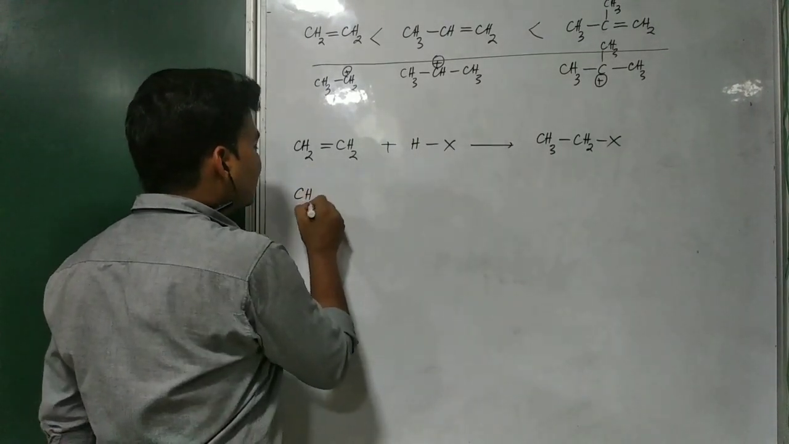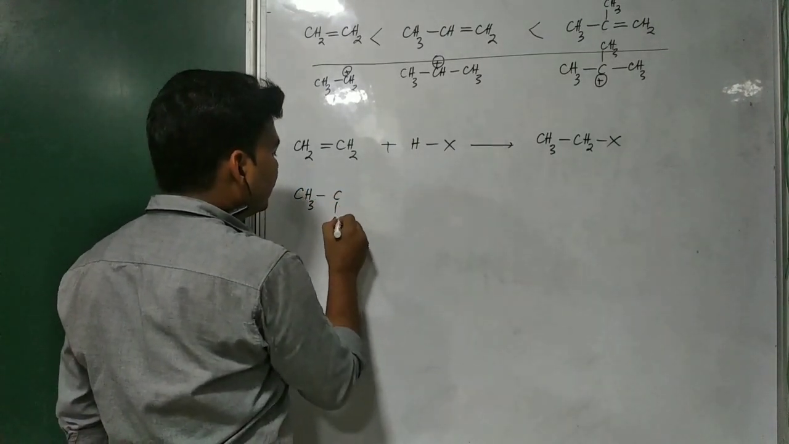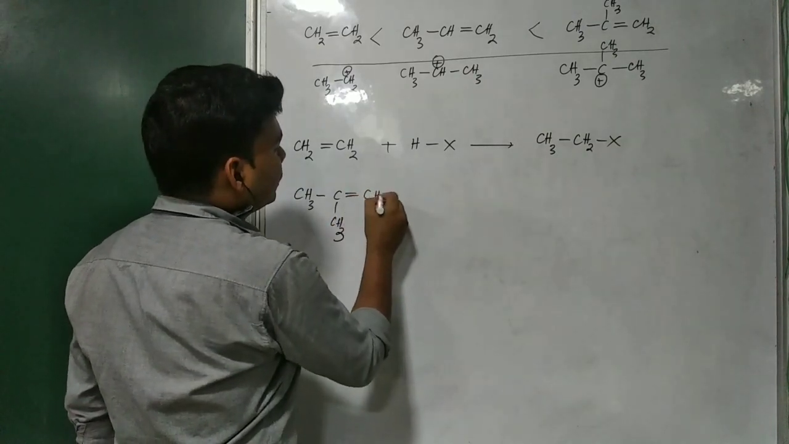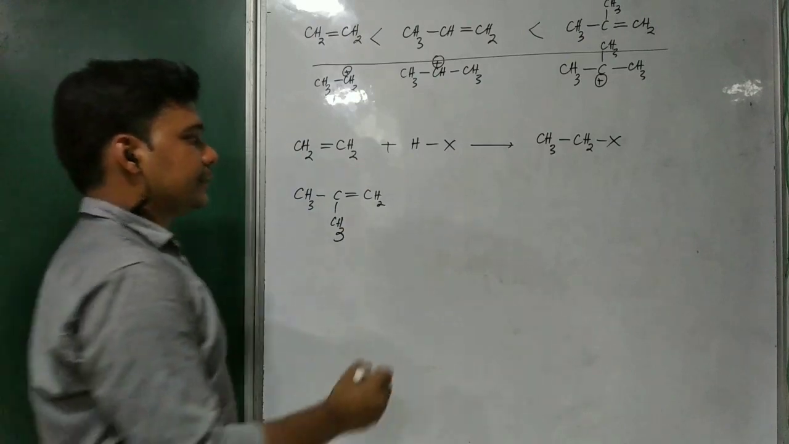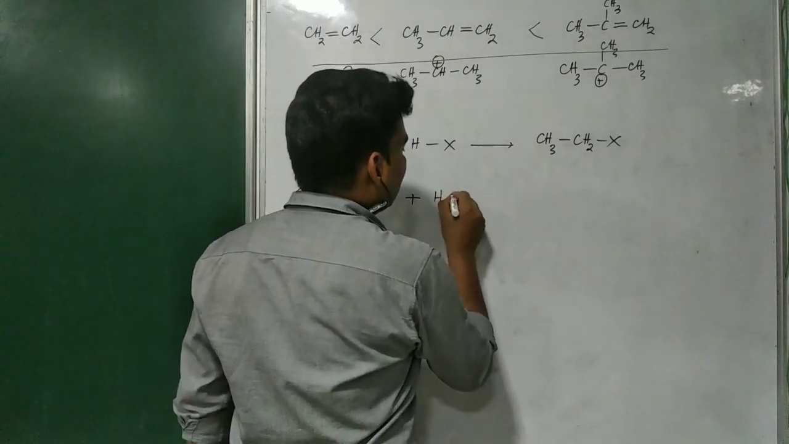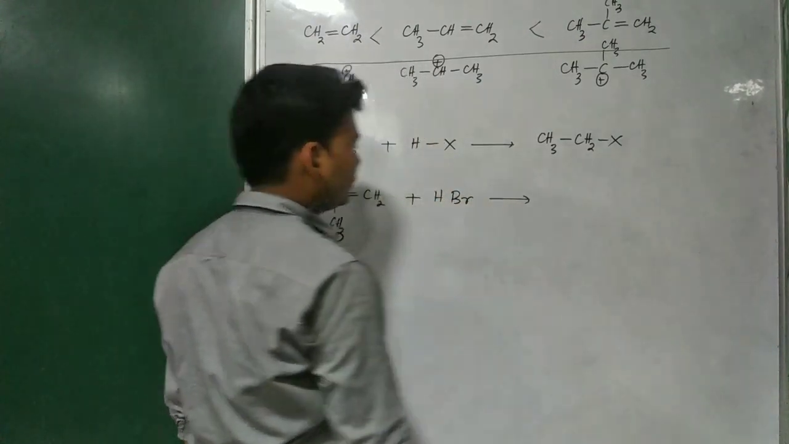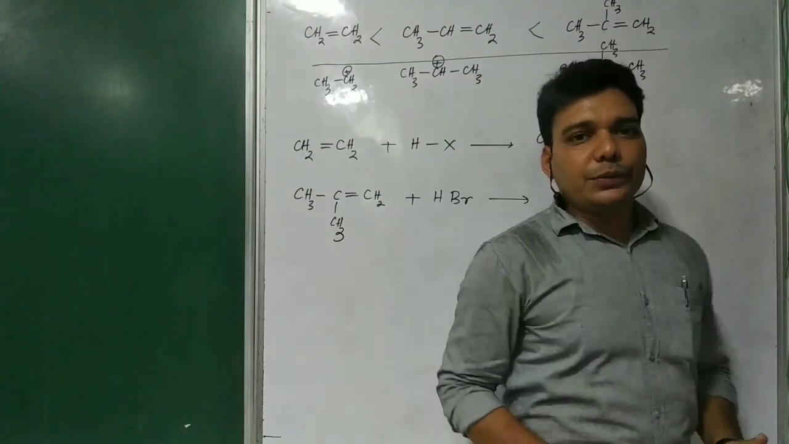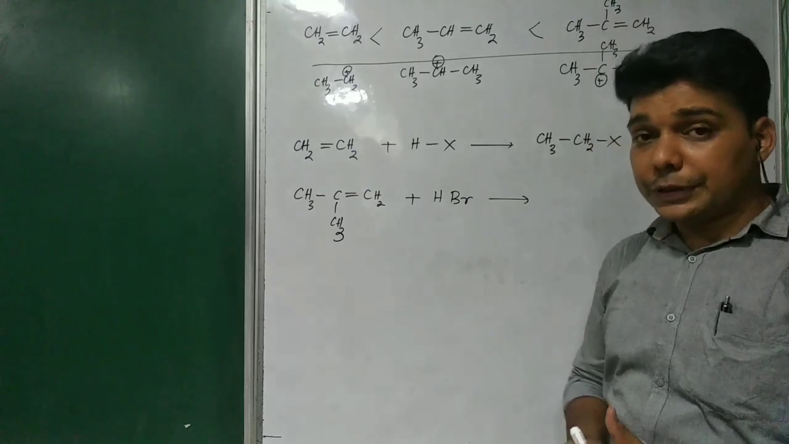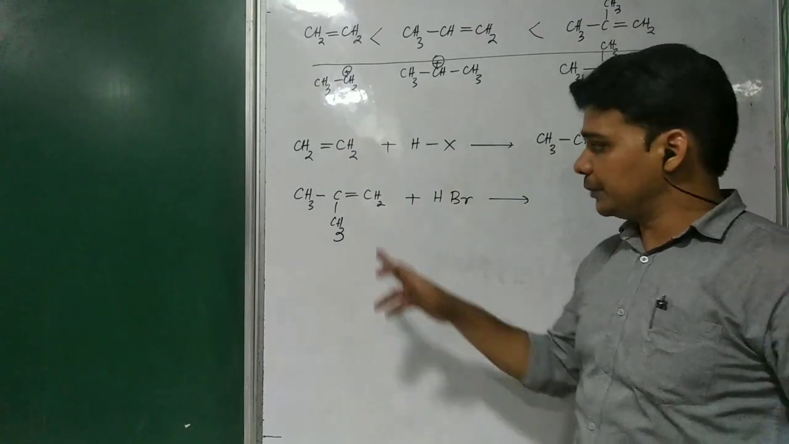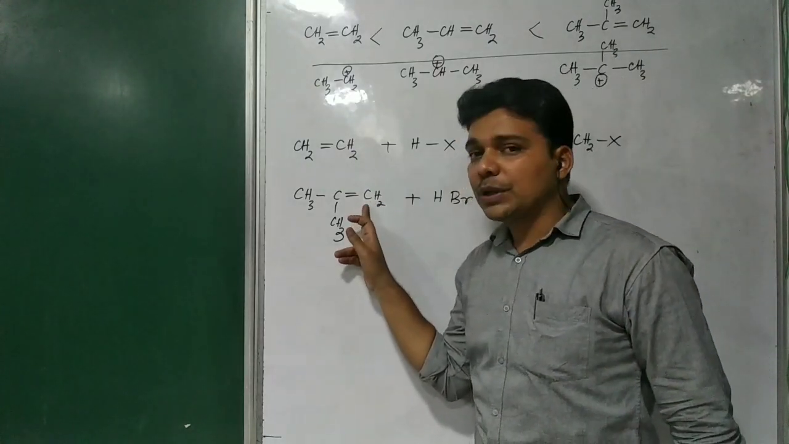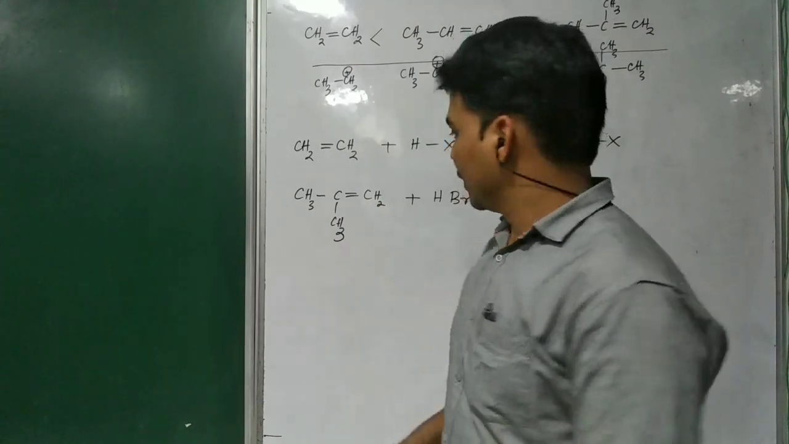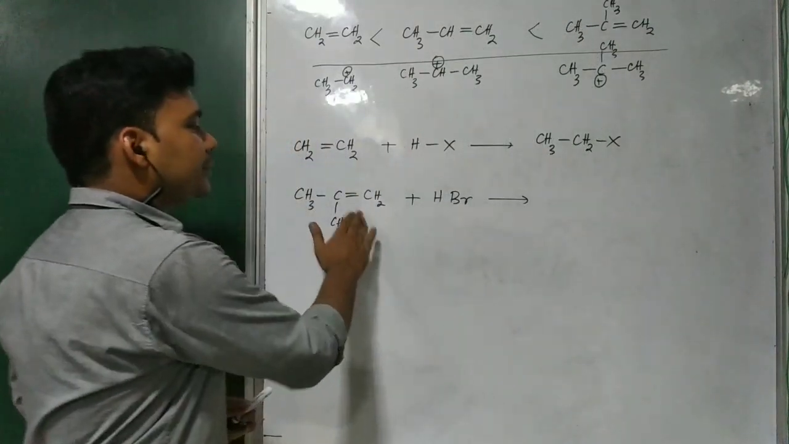But when an unsymmetrical alkene is given, this is one of the unsymmetrical alkenes. Let us add an HBr molecule. This is unsymmetrical, so here we need to apply Markovnikov's rule. Okay, already we have discussed it. Whenever an unsymmetrical alkene is there, you need to think about Markovnikov's rule in order to get your major product.